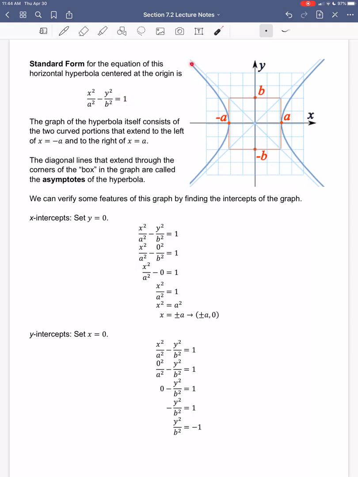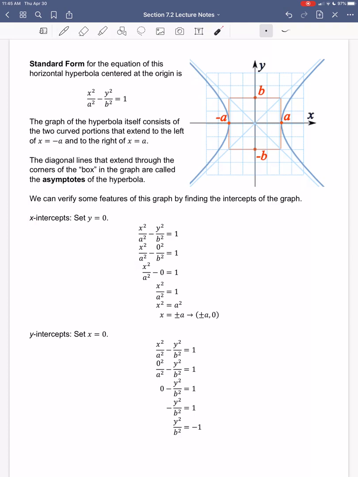The hyperbola itself, again, is these curved portions that extend to the left of negative a or to the right of positive a. So this box and these diagonal lines really aren't part of the hyperbola. The hyperbola itself is just this darker bluish gray curve on both sides. These diagonal lines that go through the corners of the box are called the asymptotes of the hyperbola. The hyperbola curves away from the box and towards the asymptotes as I move to the left or right. We can verify some things about this graph by looking for the intercepts.